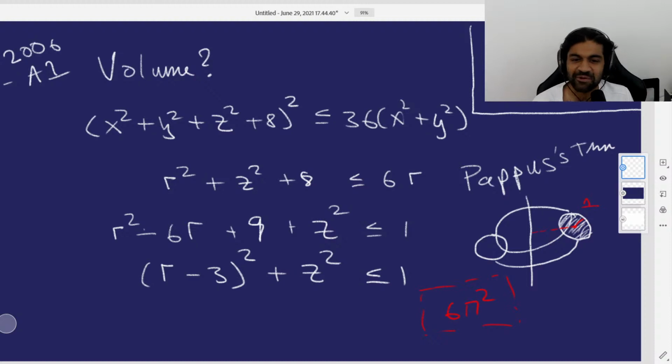Let me know if that makes sense. Sorry, that one got weird. The stream dropped for a second. But you can check that this equation really is the equation of a torus, right? And then you are rotating a disk of radius 1 about an axis, and its distance to the axis is going to be 6 pi. So it's just 6 pi squared that is going to be the volume here.